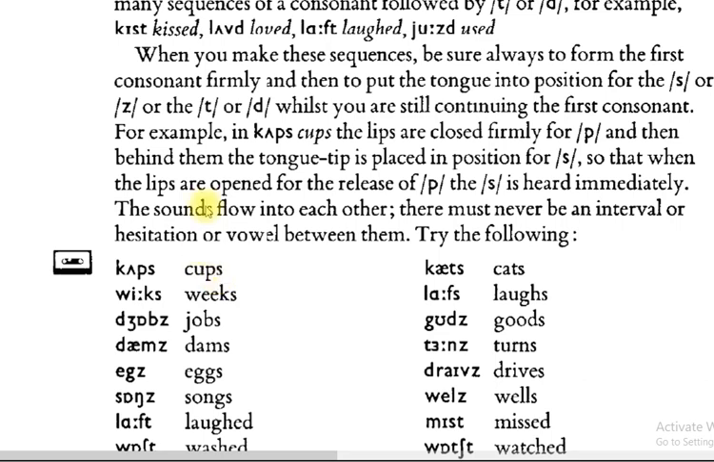If you want to pronounce, for example, the word cups, the lips are closed firmly, meaning the position for the p sound must take its due. And then you take the position for the s sound. So the priority in pronunciation is for the consonant, and then the sound that comes after it, the s, z, t or d sound.